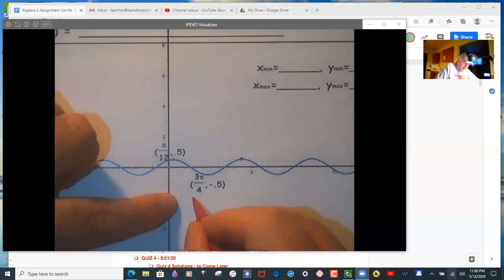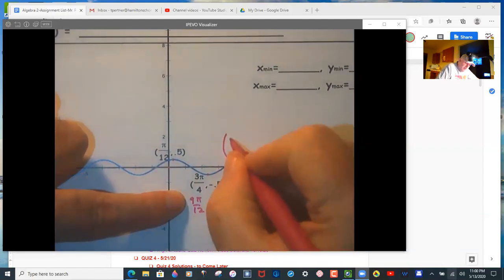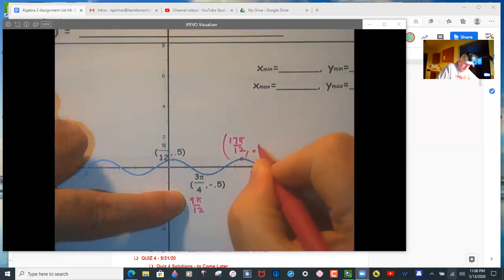So this is 9 pi over 12. Comma, negative 0.5. So you added 8 pi over 12. So we need to add another 8 pi over 12. So this is 17 pi over 12, comma, positive 0.5.